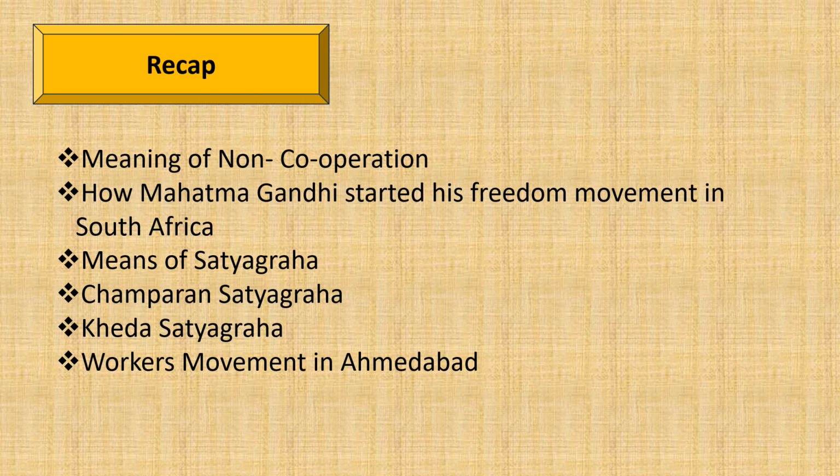Now let's do a recap of what we learned in today's video. Today we learned the meaning of non-cooperation. We also learned about how Mahatma Gandhi started his freedom movement in South Africa, and then how he brought that to India, in our country. We also learnt about the various means of Satyagraha, that is through patience, insistence of truth and non-violence. Then we learnt about the Satyagrahas that were led by Mahatma Gandhi, that is the Champaran Satyagraha, the Kheda Satyagraha, and also the workers' movement in Ahmedabad.